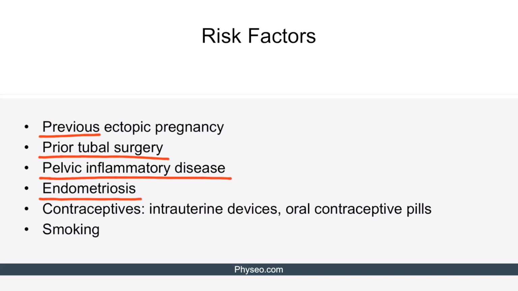Women with endometriosis are also at risk, as this can damage the tubes and ovaries by scarring the tissues. Contraceptives such as intrauterine devices and oral contraceptive pills and smoking can alter the motility of the fallopian tubes and increase the risk of ectopic pregnancy as well.